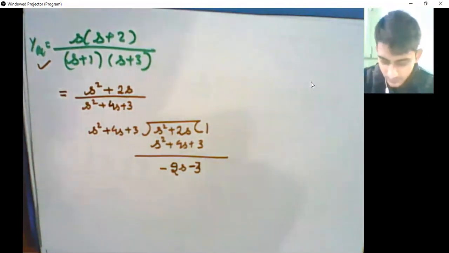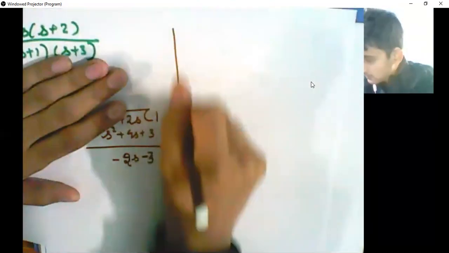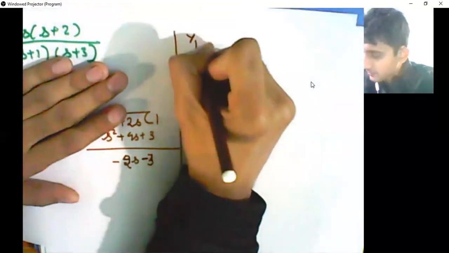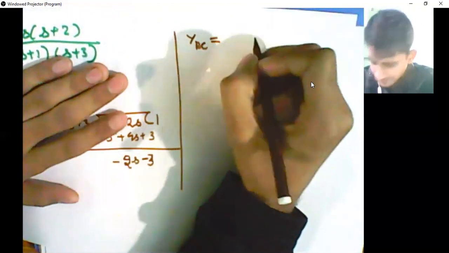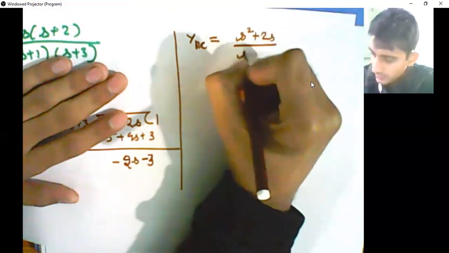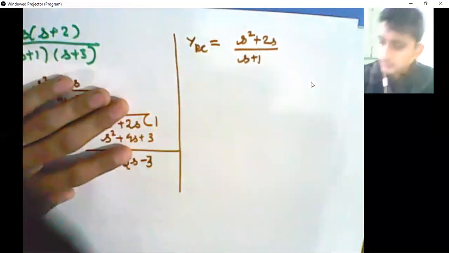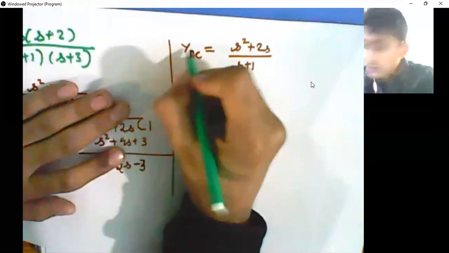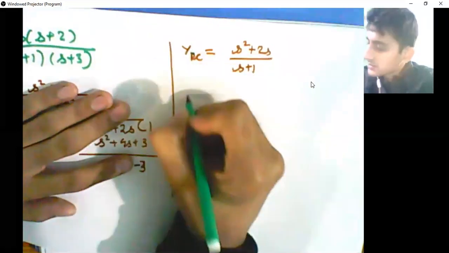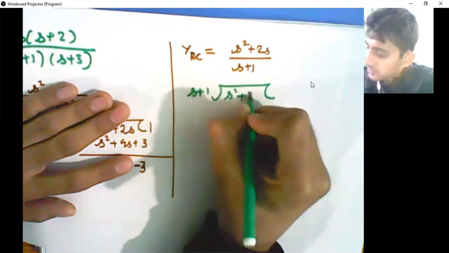Fine. Sir, do we find it for YRC or for YRC upon S? Yeah, when you do Cauer forms, you don't have to do YRC upon S. For example, if you take this question, let's say you have YRC is equal to S square plus 2S upon S plus 1. Okay, I think this should work. This is given as a YRC function, okay, and you start dividing it. S plus 1 divided into S square plus 2S.